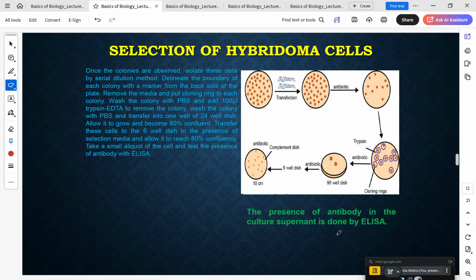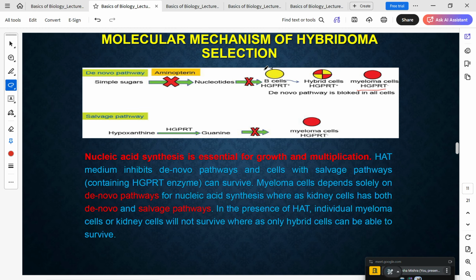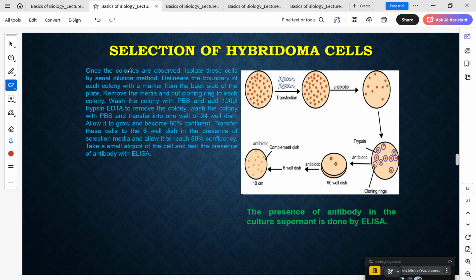Okay. So after you have done the initial screening, you can then expand all of these hybrid cells as single clones and then check for antibody titer and all of the properties, whether it's reacting to the antigen well or not. Once colonies are observed, isolate these cells by the serial dilution method, delineate the boundary of each colony, and remove media to put a cloning ring on each colony.